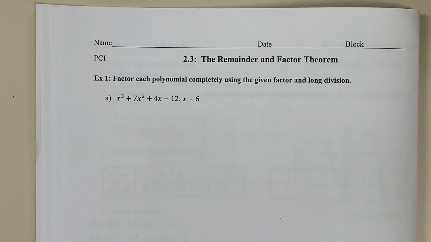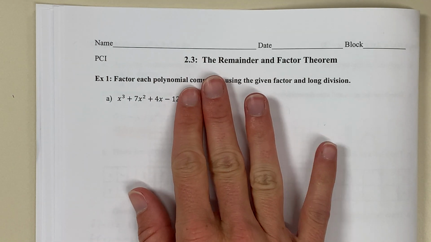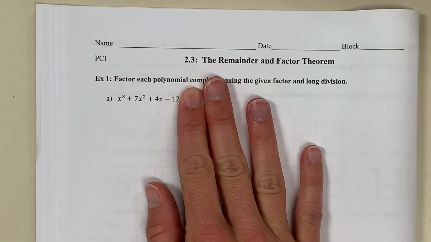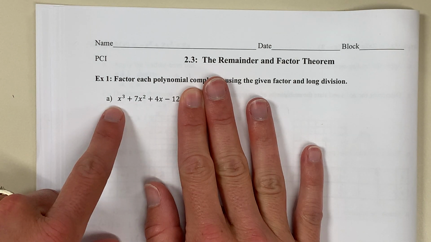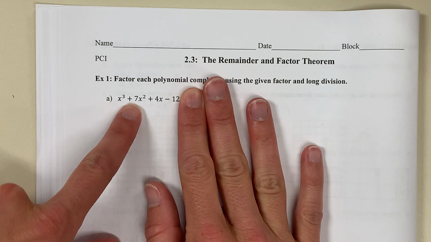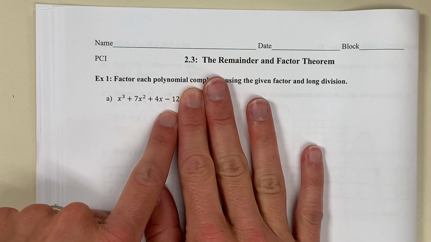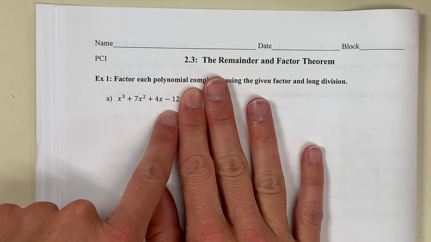In letter A, we have the polynomial x cubed plus 7x squared plus 4x minus 12. Now, if I cover everything up and I'm asked to factor, we would factor by finding a GCF of the first two terms and a GCF of the last two terms. It's called factor by grouping. If I factor out an x squared, I'm going to get x plus 7 for the first two terms. And if I factor out a 4 in the last two terms, I'm going to get x minus 3.